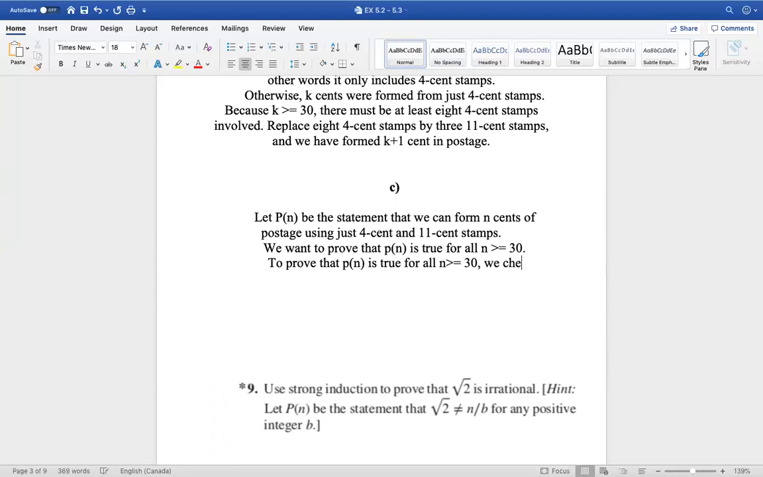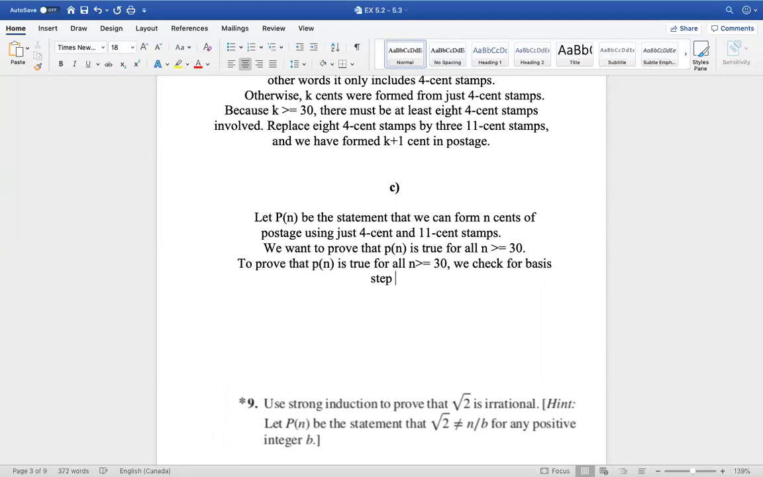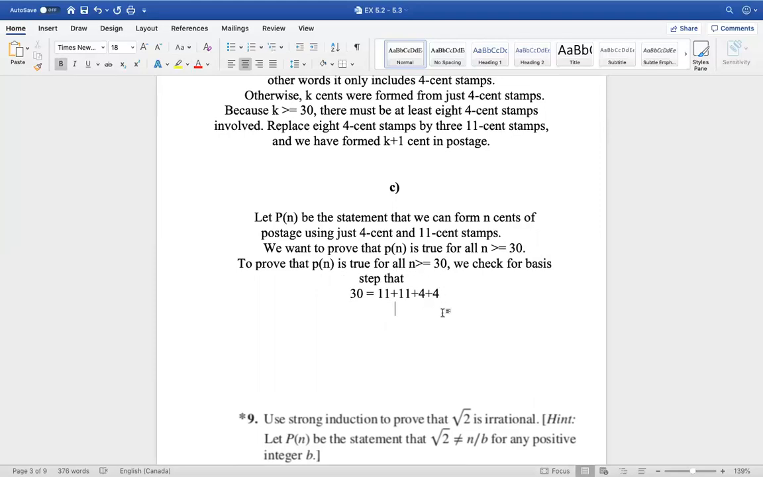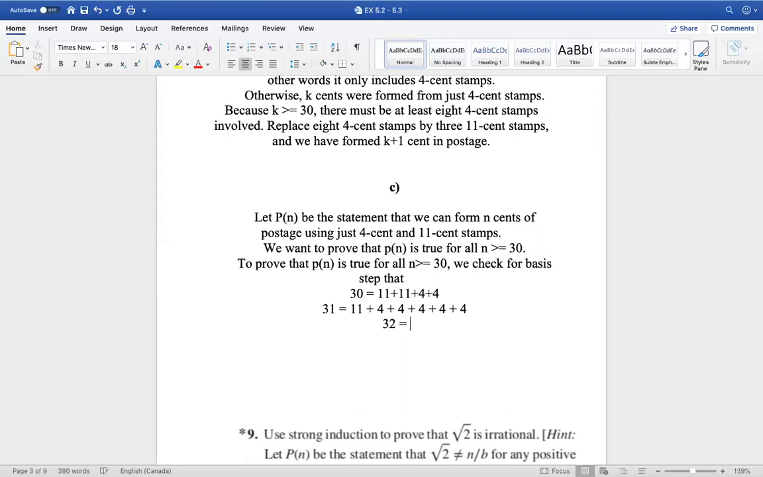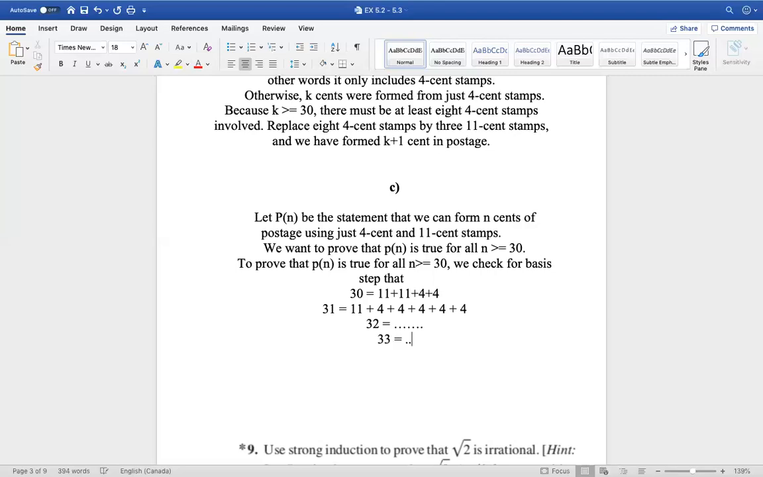we check the basis step: 30 equals 11 plus 11 plus 4 plus 4. This is how we make 30 using 11-cent and 4-cent stamps. Likewise, I can make 31 using 11 and five 4-cent stamps, so 4 plus 4 plus 4 plus 4 plus 4. This will make 31. Likewise, I can make 32 as well, and then I can make 33. In fact, I can make any number greater than or equal to 30 using 11-cent and 4-cent stamps.